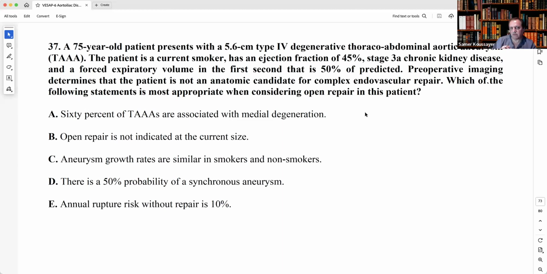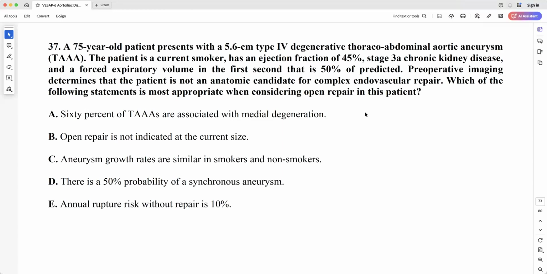At 6.5 and above, I think it may need to be fixed, because the risk of rupture goes too high. But for 5.6, it has to be a good candidate patient with very low risk, like an asymptomatic aneurysm. So if you decide to repair a 5.6 type 4 thoracoabdominal aortic aneurysm, it has to be either an easy, uncomplicated endovascular repair, or an easy open repair. All right? Okay.